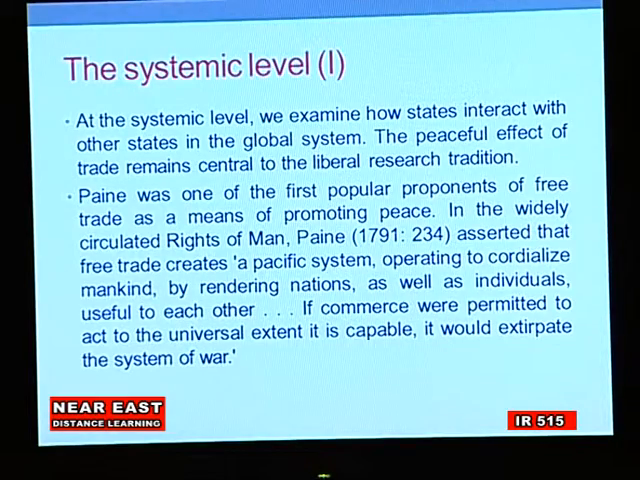When we move further from the state-society level, it's also possible to see this perspective on liberalism and security studies from a more systemic level. At the systemic level, we will look at what happens when we attempt to link the two perspectives, and we can examine how states interact with other states in the global system. So instead of looking at the regime type of a state and whether it's democratic or not, at the systemic level we tend to look at how states interact.